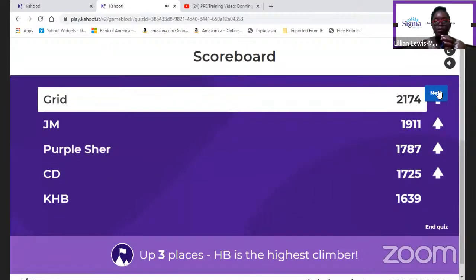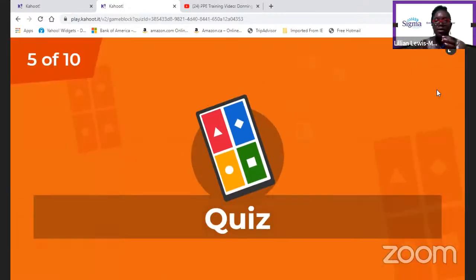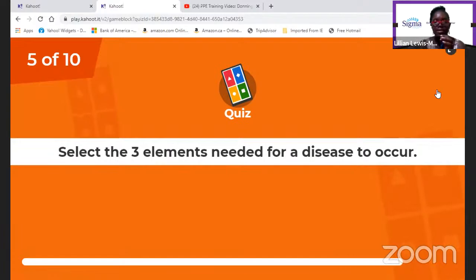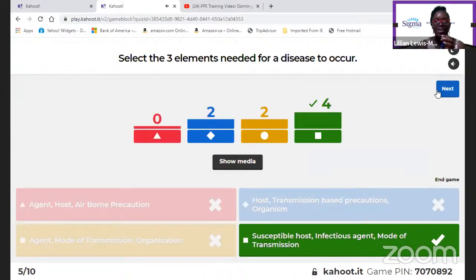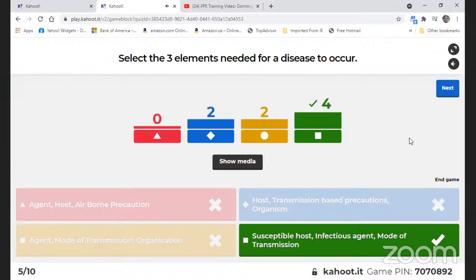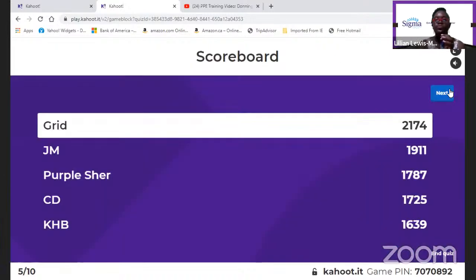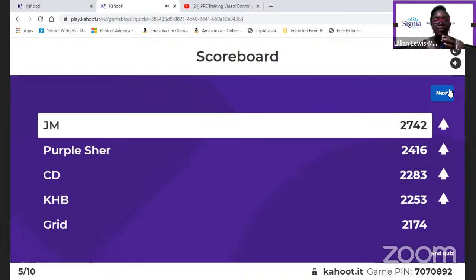All right, so grid has moved up. Question number 5. Select the 3 elements needed for a disease to occur. Is it agent, host, airborne precaution? Is it agent, mode of transmission, organization? Is it host, transmission-based precaution, organism? Or is it agent, susceptible host, infection? All right. So the majority of persons selected the correct answer. Very good. And JM is back.